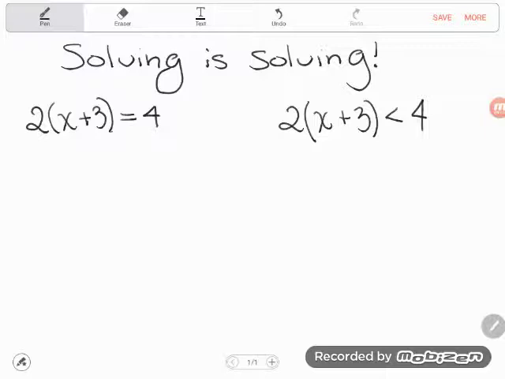I'm going to go through the same basic process here. Just the way I think about my answer is going to be a little different. So let's go ahead and tackle the equation on the left first.